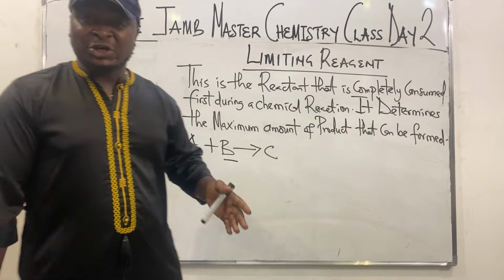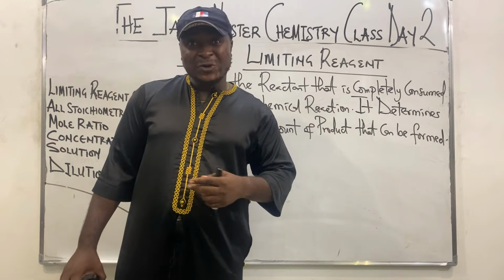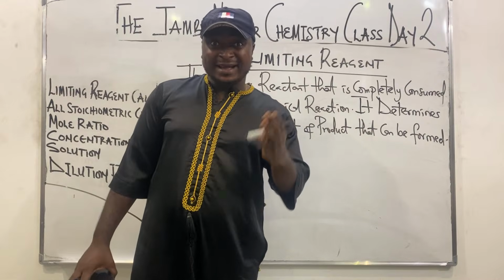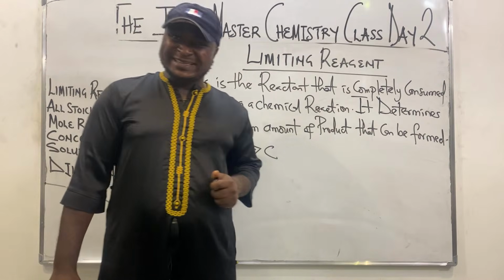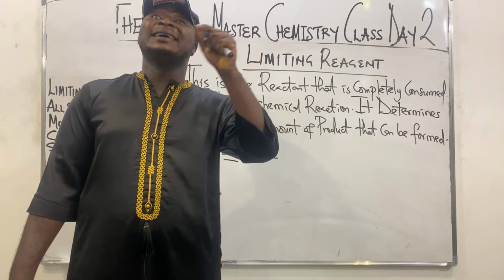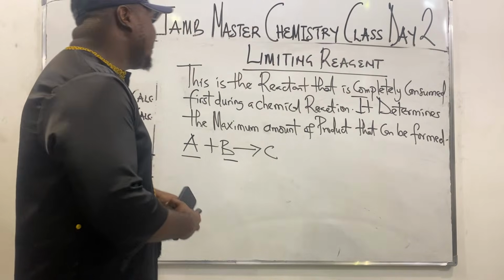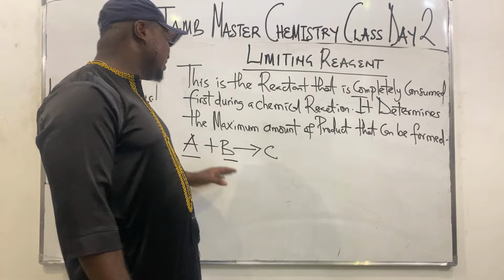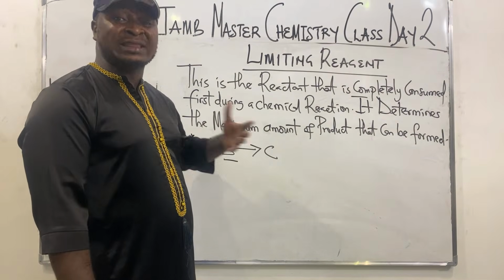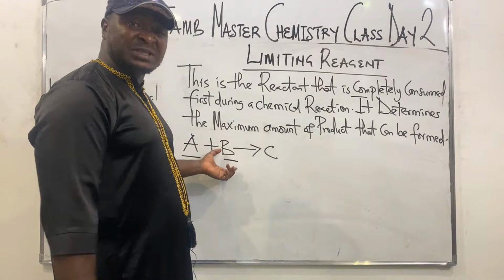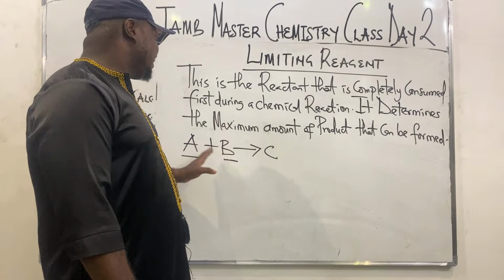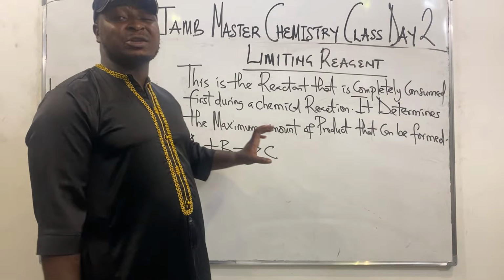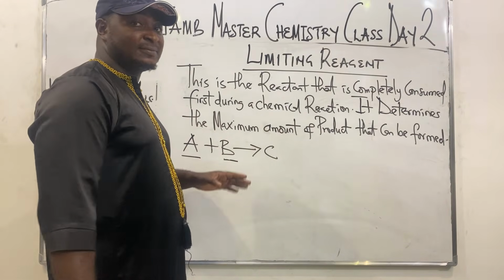Class, when you buy provisions, you buy milk and you buy Milo. Which one finishes first? The one that finishes first is the limiting reagent. And that one is very powerful, because once it finishes, the other cannot do anything again, because you need two reactants before a reaction can take place. This guy cannot react with himself. So A needs B. Whoever finishes first is the one that controls the reaction, because once it finishes, the reaction ends.